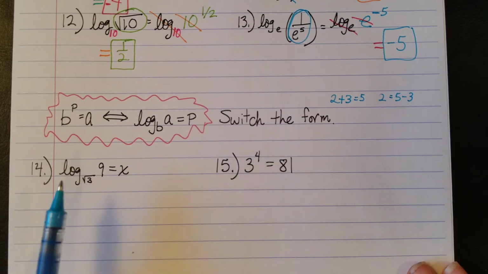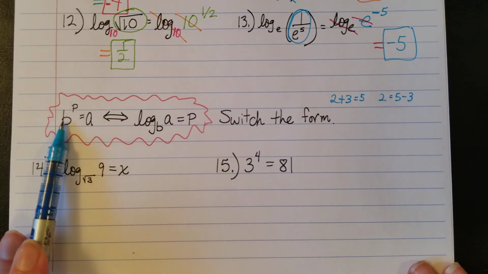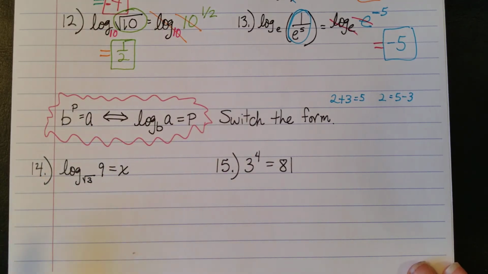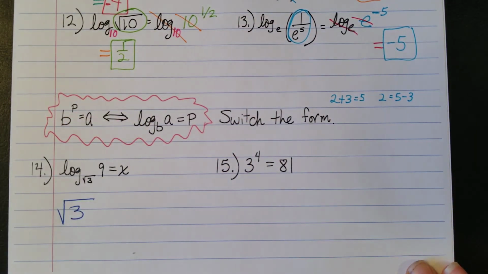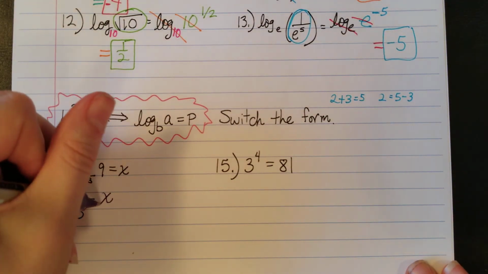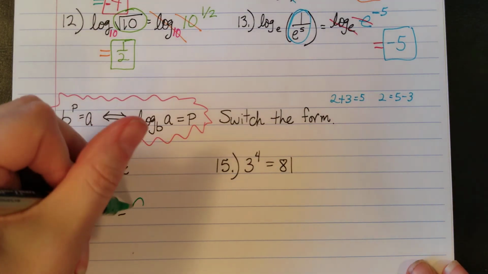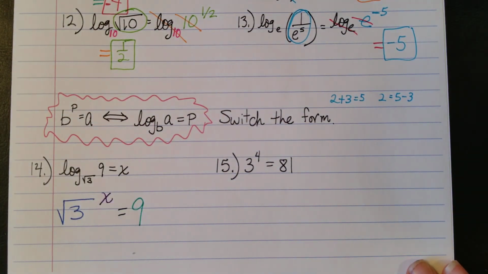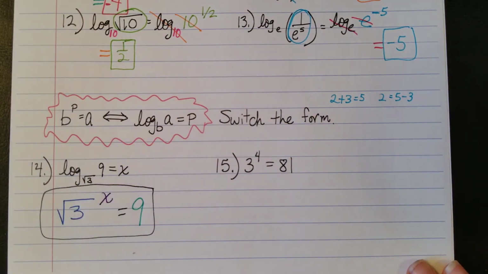So if you have log base square root of 3 of 9 equals x, let's switch that over into exponential form. The base there is the square root of 3, and then the p is x, and then the a is 9. So square root of 3 raised to the power of x equals 9. That is basically the exponential form of that same equation.